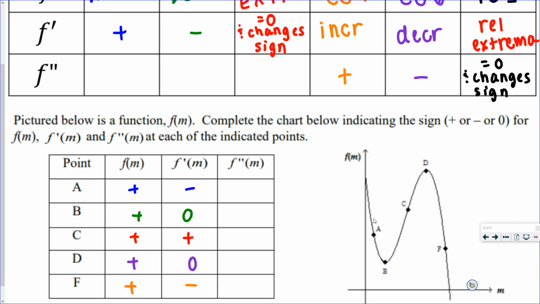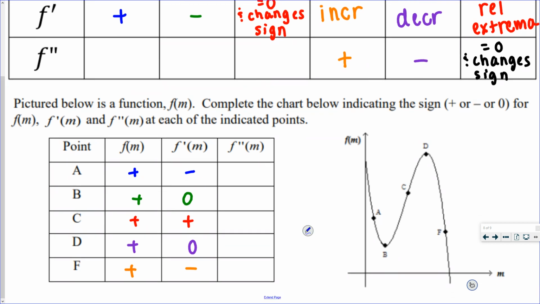Now let's go through and discuss the second derivative, which tells us concavity. At point A, is my curve concave up or concave down? Up. Concave up like a cup. So would that be a positive, negative, or zero second derivative? Positive. Good. Yep. Positive. Concave up. Point B. Concave up or concave down? Still up. Still positive. Still concave up.